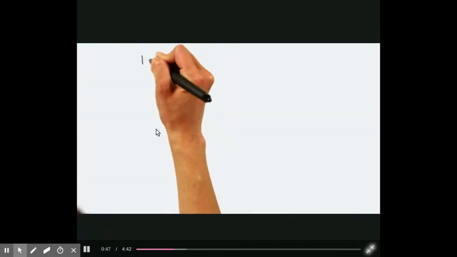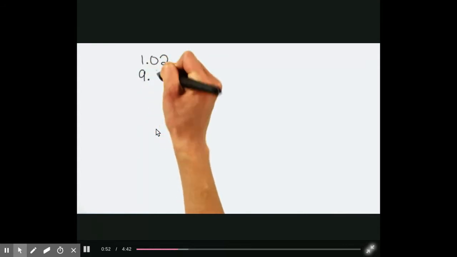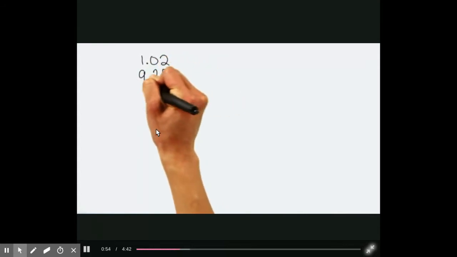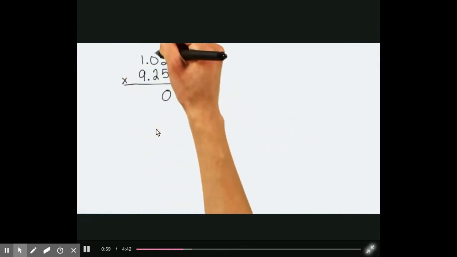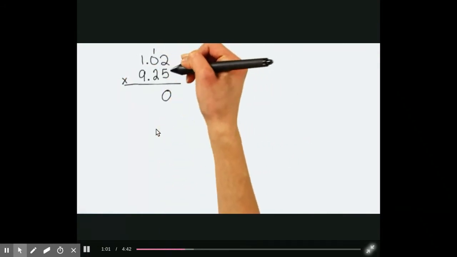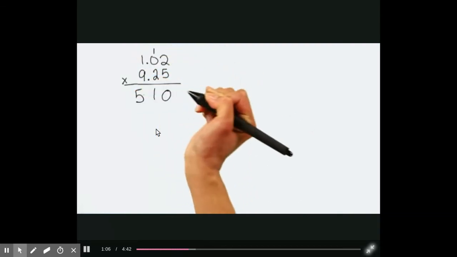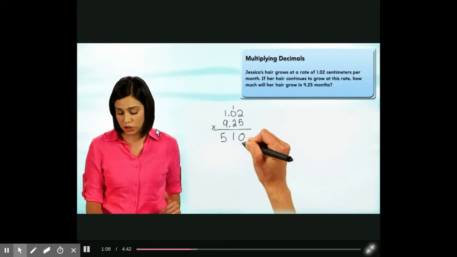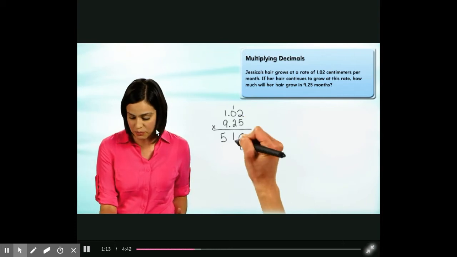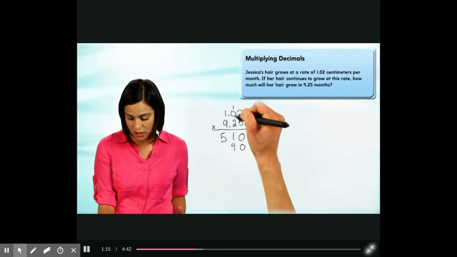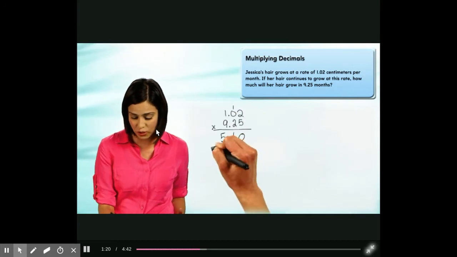We have 1.02 times 9.25. 5 times 2 is 10. 5 times 0 is 0, and 1 is 1. 5 times 1 is 5. Don't forget your placeholder now that we're moving on to the next row. 2 times 2 is 4. 2 times 0 is 0. And 2 times 1 is 2.